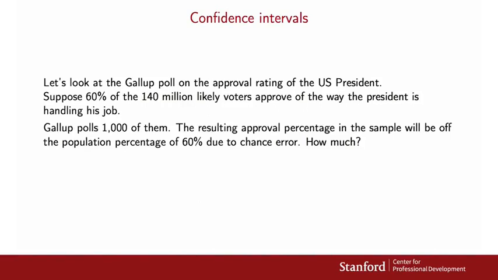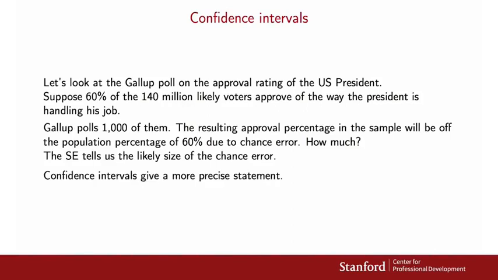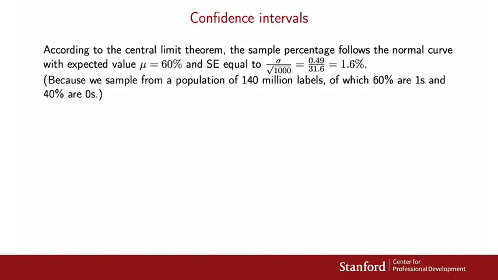Well, we already know that the sample percentage is likely off by about 1 standard error. Oftentimes, one would like to have a statement that is somewhat more precise. This is done by a confidence interval. We already know that according to the central limit theorem, the sample percentage follows the normal curve with expected value equal to mu, the population percentage, and standard error equal to the population standard deviation sigma divided by the square root of the sample size. In this case, sigma turns out to be 0.49.